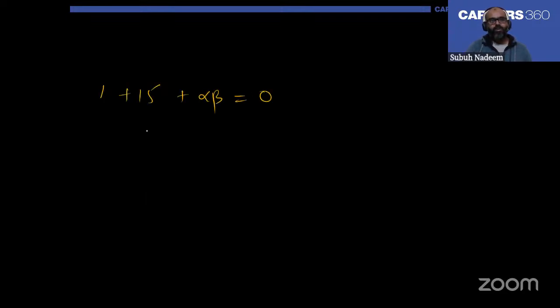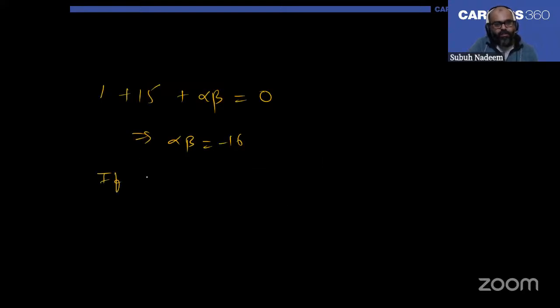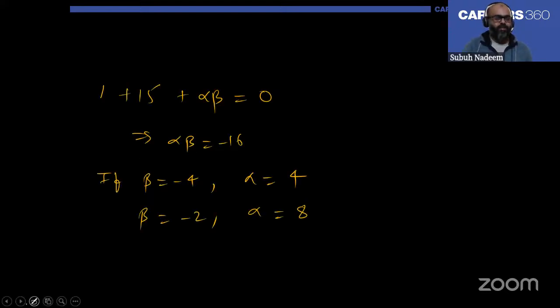And this is equal to 0. So alpha beta is equal to minus 16. So what it means, if beta is equal to minus 4, alpha will be equal to 4. And if beta is equal to minus 2, alpha is equal to 8.